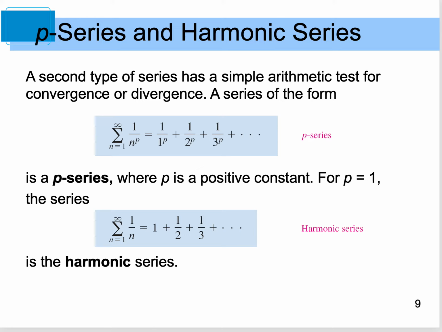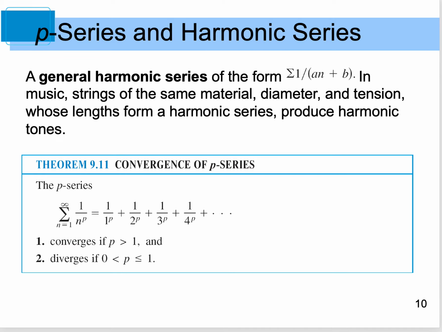A second type of series is really a simple arithmetic test for convergence or divergence. If it's a p-series, something where we have 1 over n raised to an exponent, that's a p-series. If we have a harmonic series, that would be if I'm adding 1 into that. So I have a p-series and then a harmonic series. What's nice about these is if p is greater than 1, then I can get some convergence information out of here. If p is greater than 1, it converges. If p is between 0 and 1, it diverges.